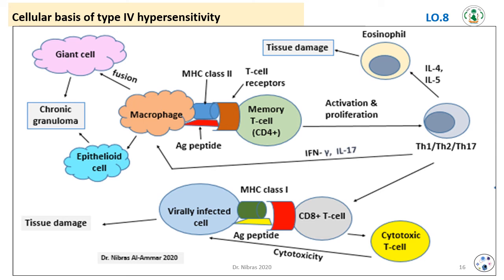If a virally infected cell displays the antigen peptide combined as a complex with MHC class I to CD8 plus T cells, the CD8 plus T cell will differentiate and activate to become a cytotoxic T cell. The cytotoxic T cell increases cytotoxicity, leading to killing of the virally infected cell and tissue damage in that case.